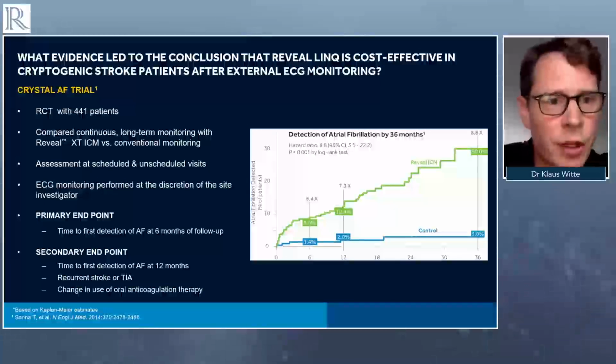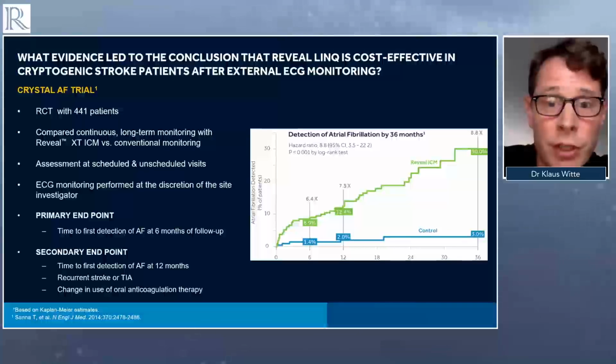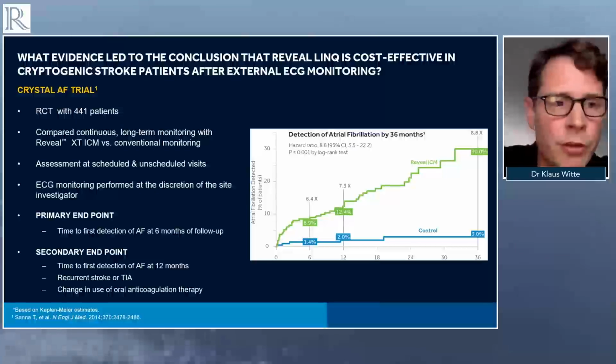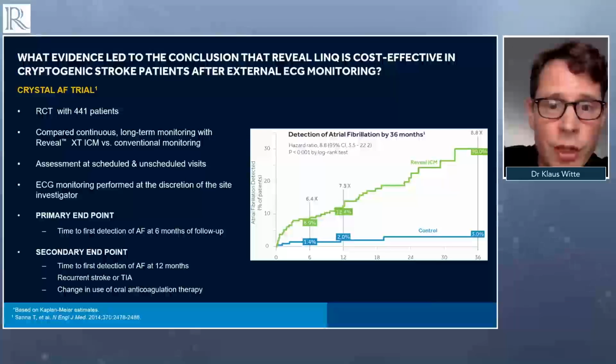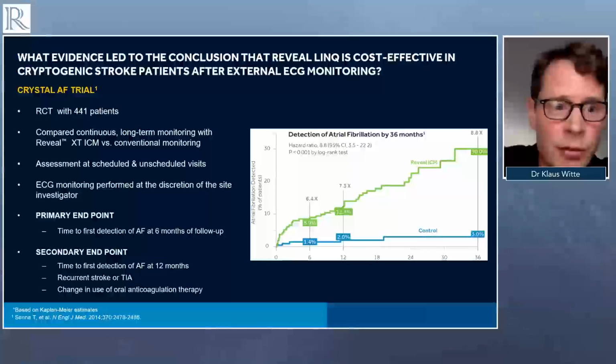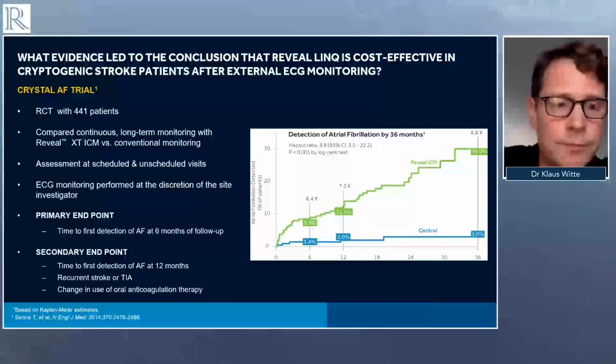So the Crystal AF study that I mentioned before really did change a lot of people's opinions and has changed a lot of pathways for these patients. It was basically a randomized controlled trial of 441 patients who had been admitted with a cryptogenic stroke. The diagnosis was made, as frequently is already done, based on imaging of carotid arteries, echocardiography, and brain scans in order to determine that these were indeed patients with cryptogenic stroke.